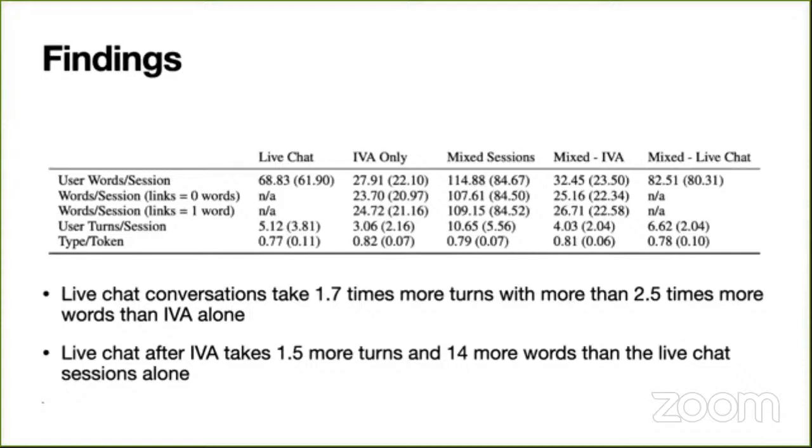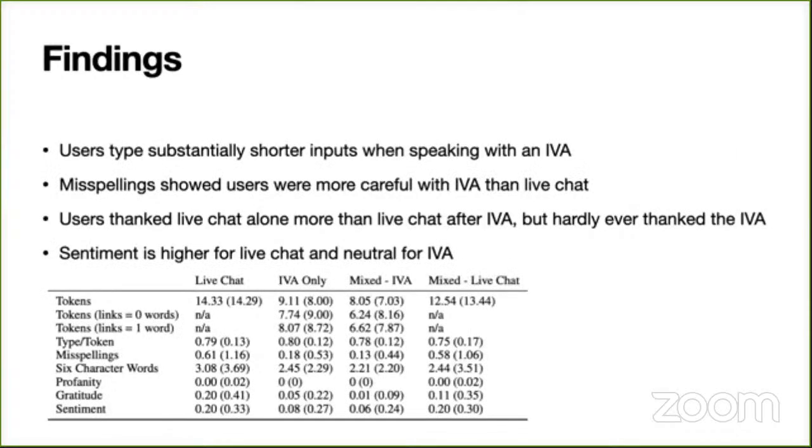At the conversation level, we see how much more efficient an IVA conversation is. Live chat takes 1.7 times more turns and 2.5 times more words. Also, we see that there is some impact on the live chat conversations after already having chatted with an IVA. There are more turns than live chat alone and more words in the conversation. The live chat agents are given the IVA conversation, so we believe that the live chat agent may not be using the IVA conversation as a contribution to this new conversation.